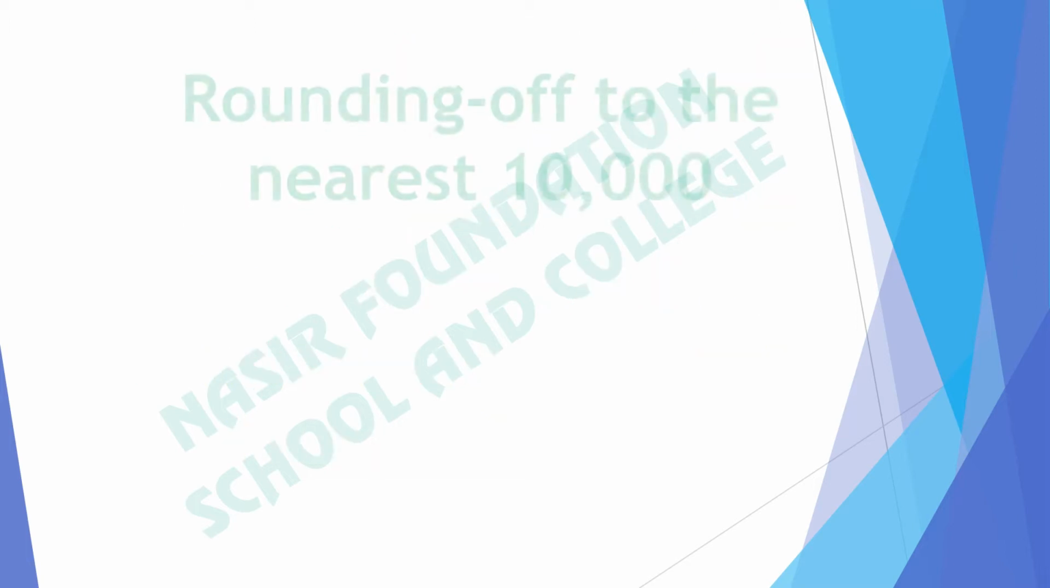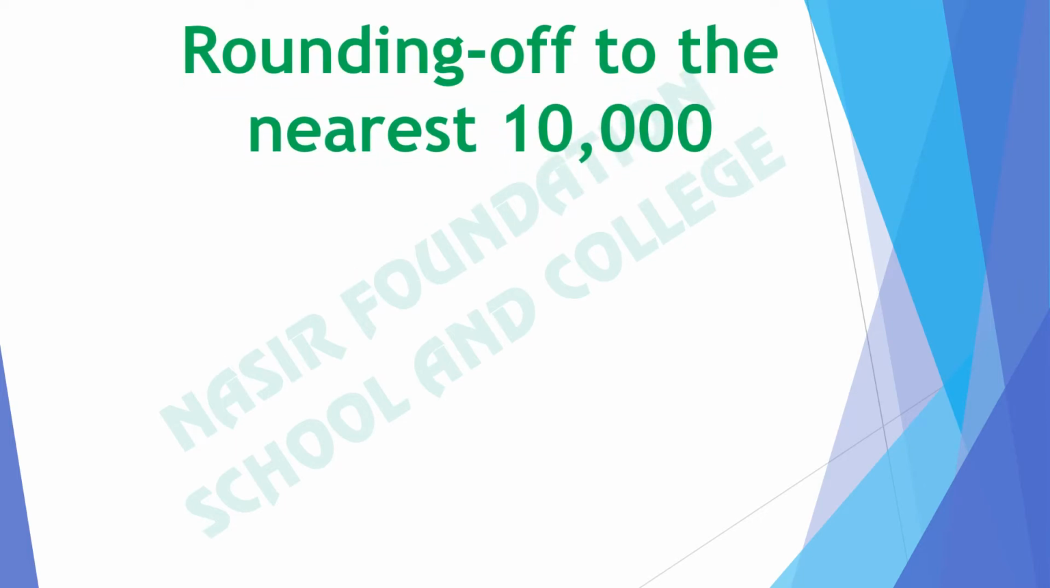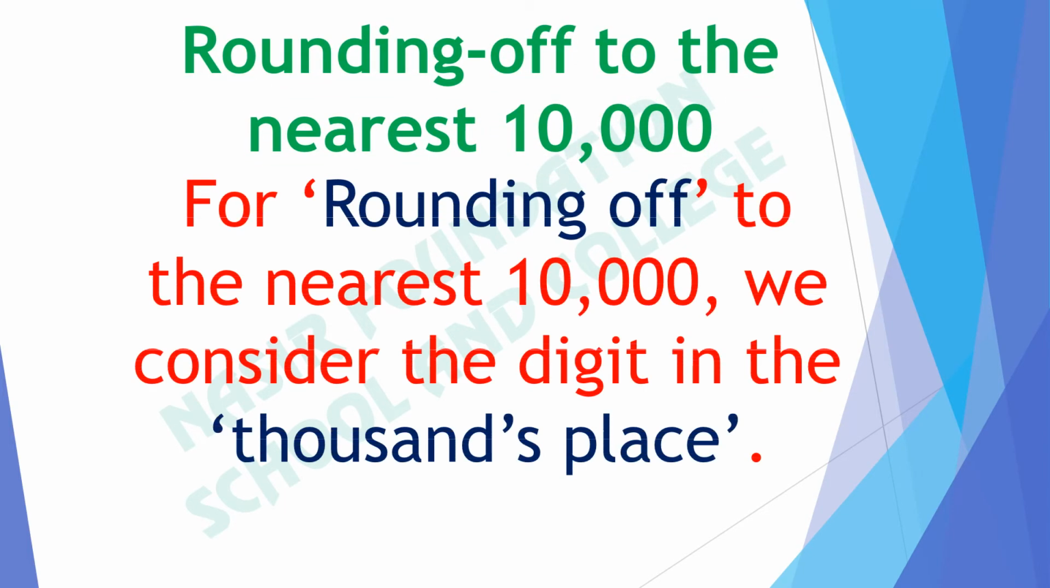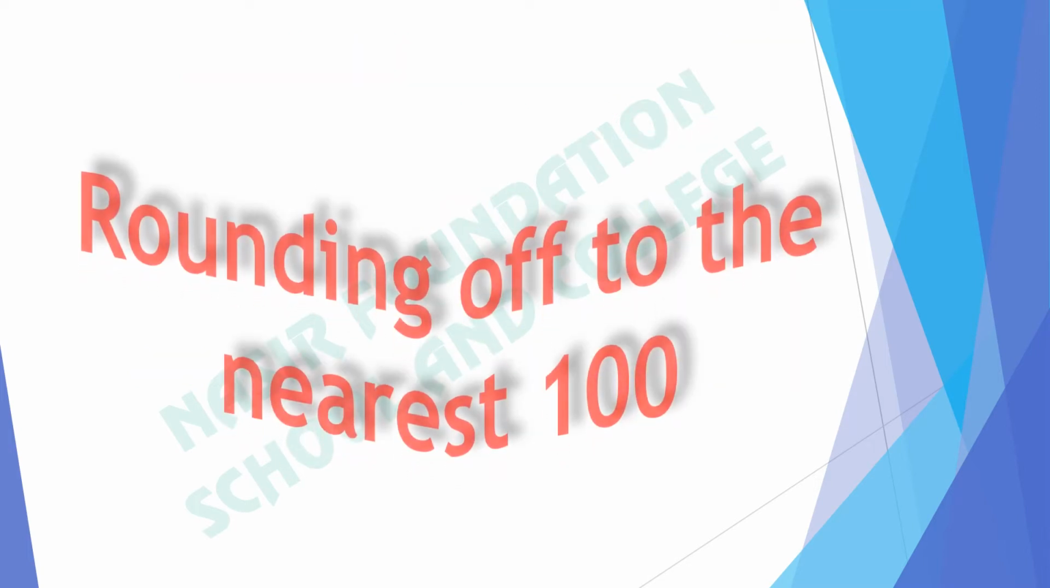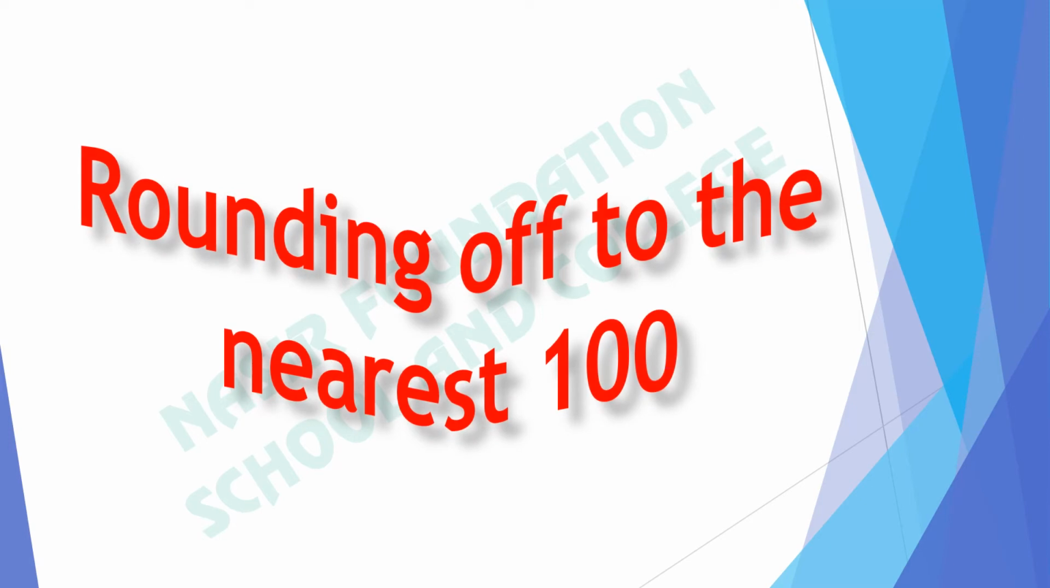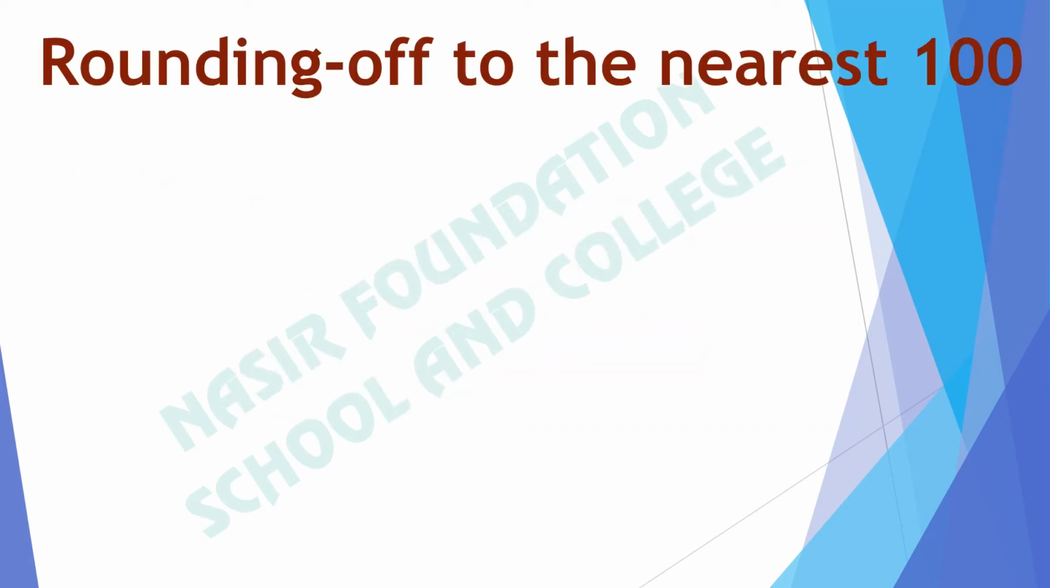And for rounding of the numbers to the nearest 10,000, we consider the digit in the thousands place. Now we will discuss the rounding of the numbers to the nearest 100.